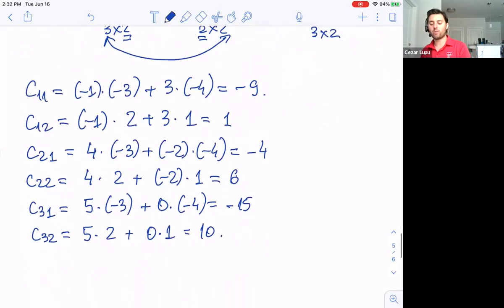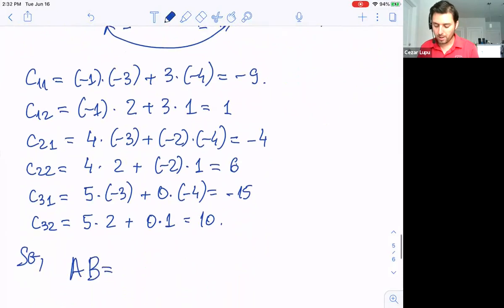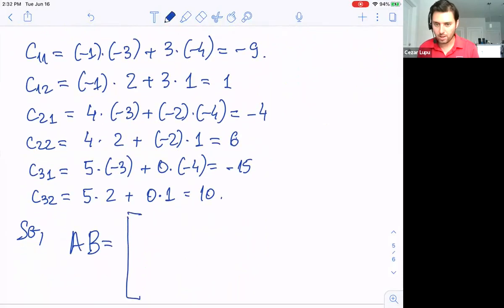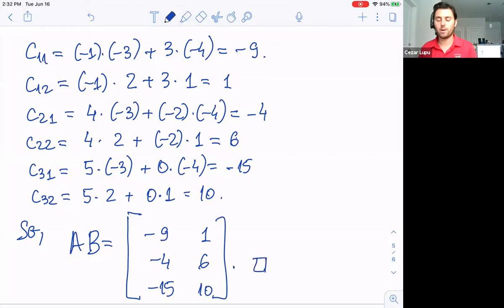And now finally we can write the matrix. AB will be nothing else than just, so this will be a 3 by 2 matrix: -9, 1, -4, 6, -15, 10. That's it. This is how we multiply two matrices. Is the procedure clear for everybody? It's called the row column procedure.